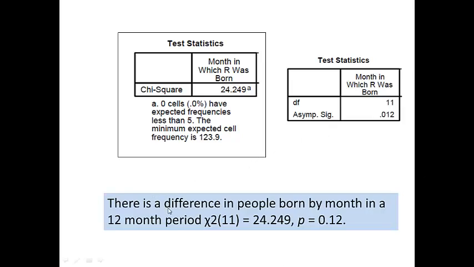And we see that there is a difference in people born by month in a 12-month period. Chi-square with degrees of freedom 11 is equal to 24.249, and our p-value is 0.012. I mistyped that. So pay attention to this box here. There was a significant difference.